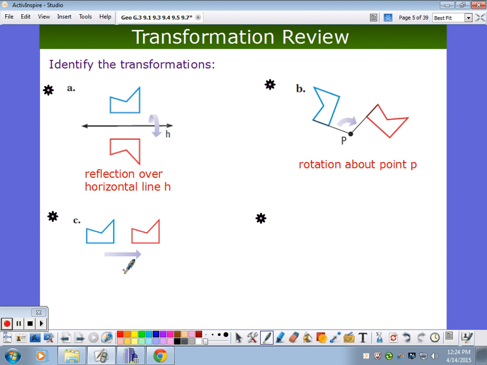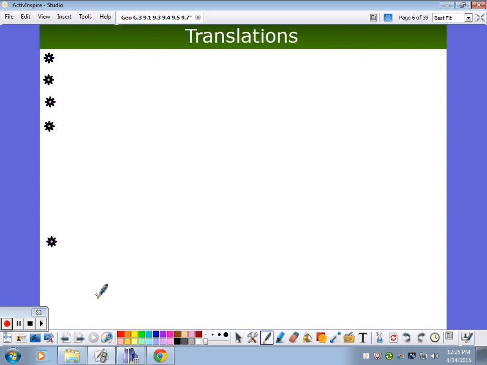Let's see what this is. Translation. Just sliding that over. And then this guy, dilation, right? This small thing became bigger, so that's the dilation. We stretched it out. Good. So you remember what they all are. No problems here. So we're just going to go a little bit deeper into translations today.